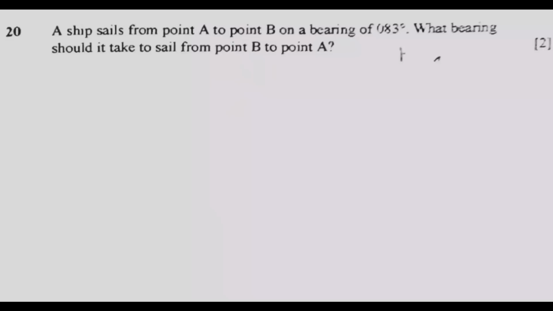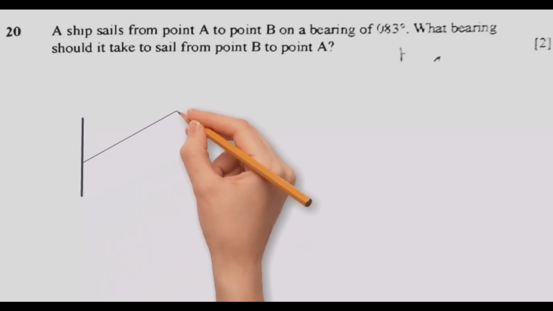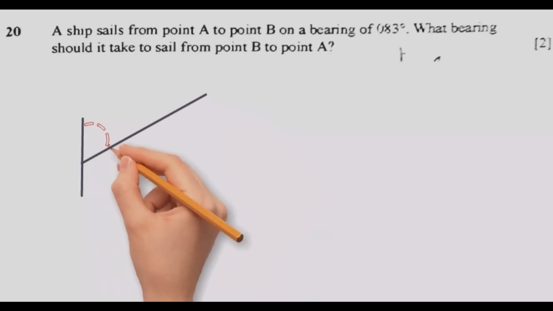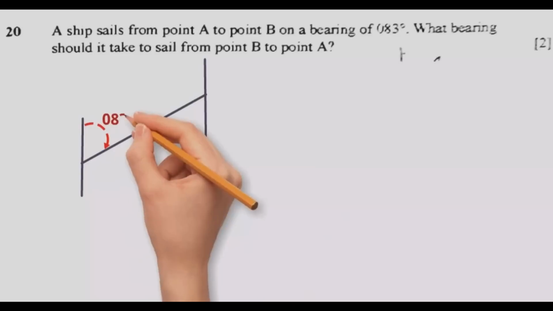A ship sails from point A to point B on a bearing of 083 degrees. What bearing should it take to sail from point B to point A? Okay, so first let me sketch something, like how it moved. So this is how it moved from point A to point B.